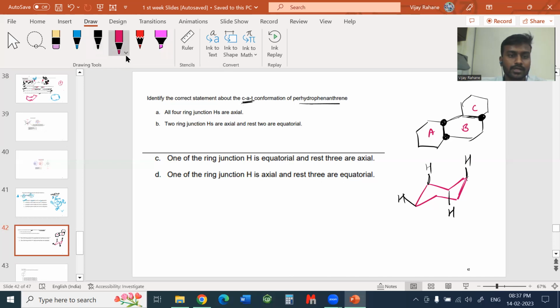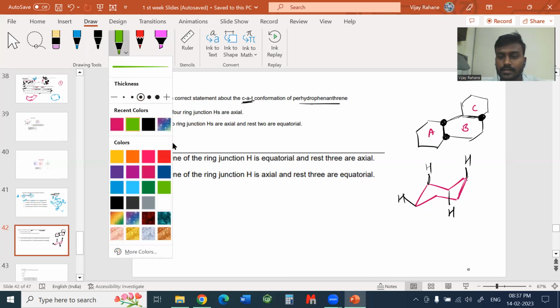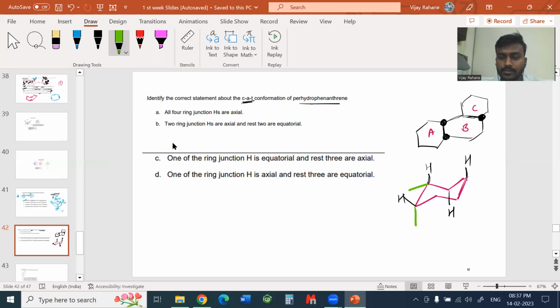Now we'll draw the other A and C rings. See, the A ring should be here down, and it should be here down, like this. And here also the remaining two, see, like this. So these are the structures, right? So we need to check which is the correct statement for this one.